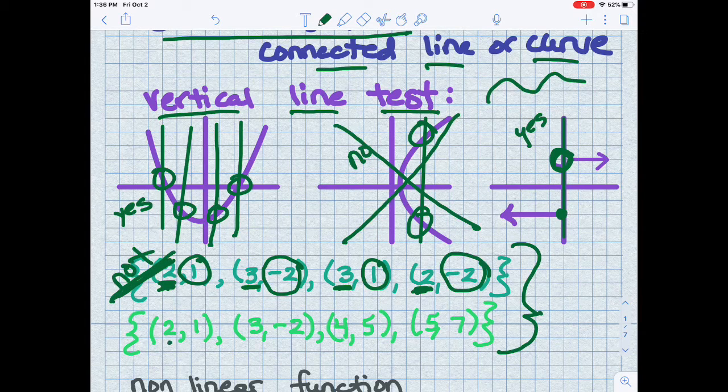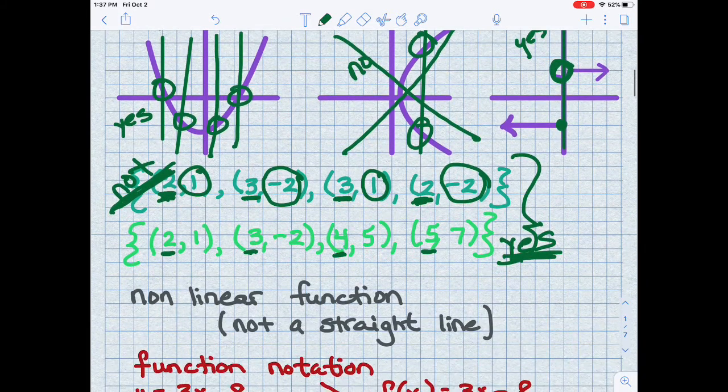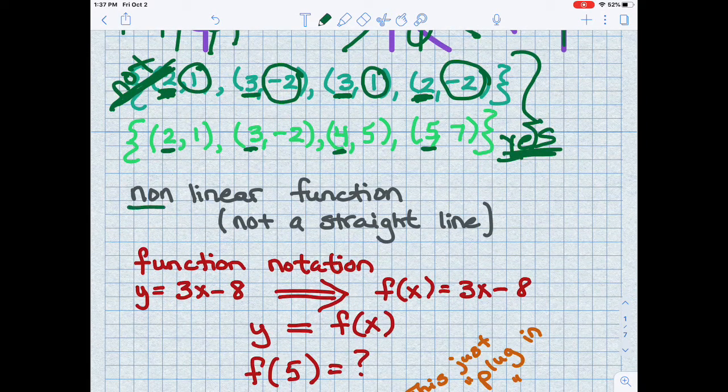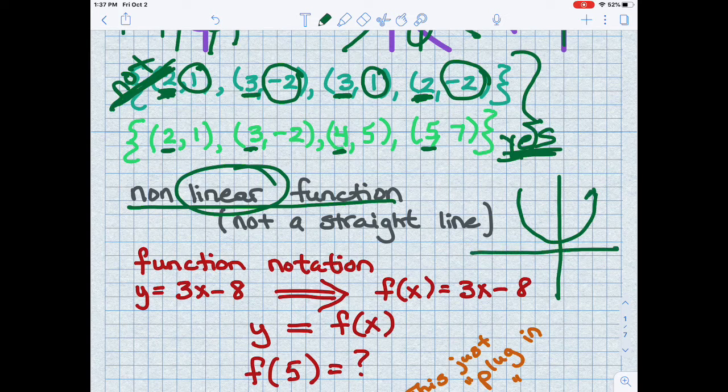However, down here, x is 2, x is 3, x is 4, x is 5. Whenever all your x's are different, this is always going to be a function because there are no x's that have different y's. If you see the term nonlinear function, that means it is not a straight line. Linear means line. So nonlinear functions might be something like that on a graph, or any other kind of curve.